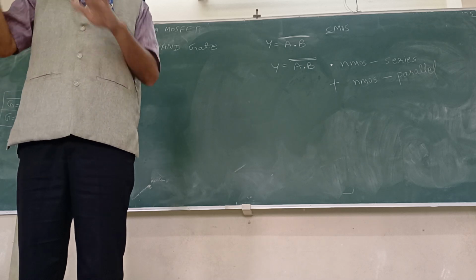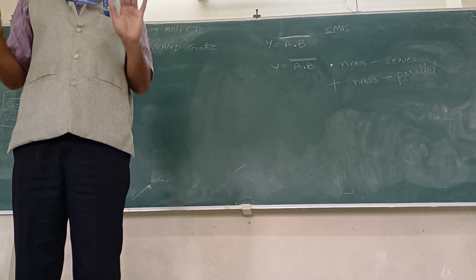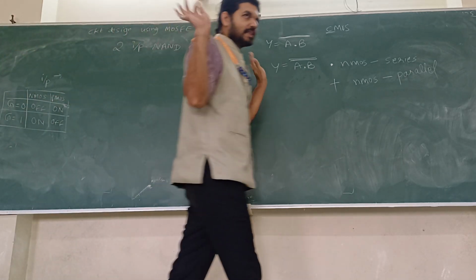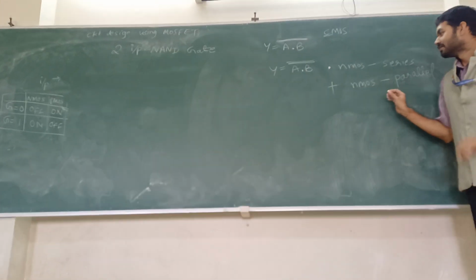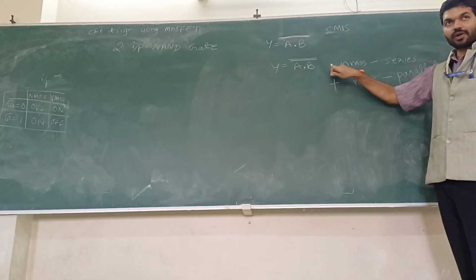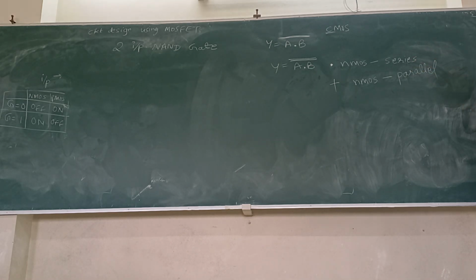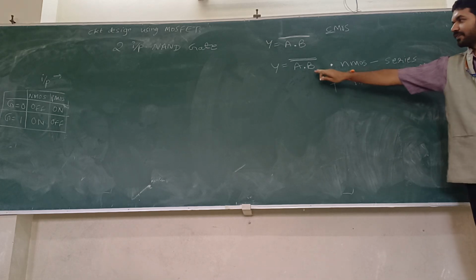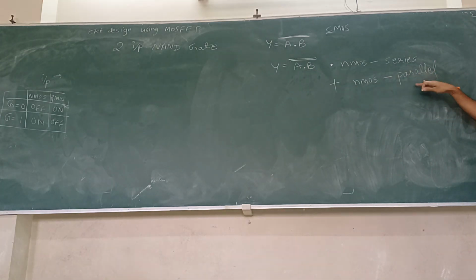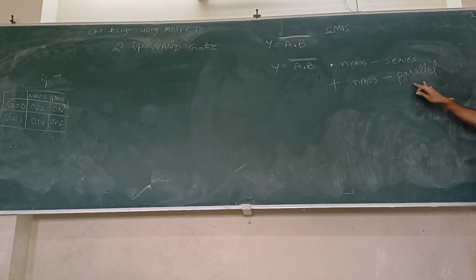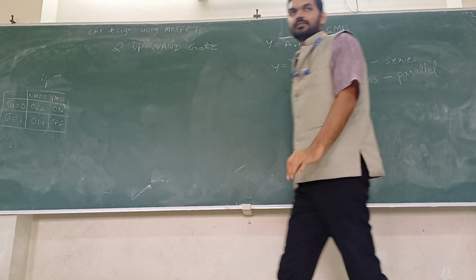PMOS will be just the reverse. PMOSFETs will be just the reverse because it is a complementary design. So if I have dot, NMOS is in series, what about PMOS? Parallel. You remember only NMOS. By default, PMOS is opposite. If there is plus in the equation, NMOS is in parallel, PMOS is in series.